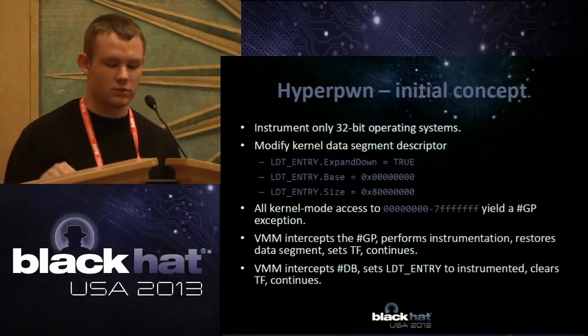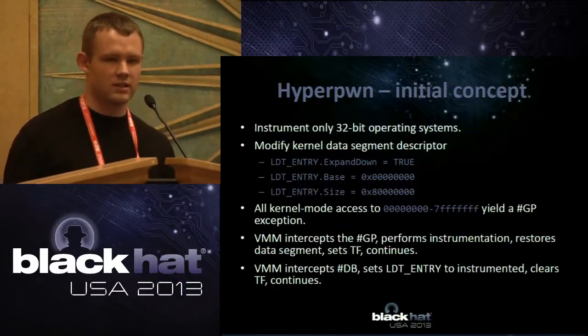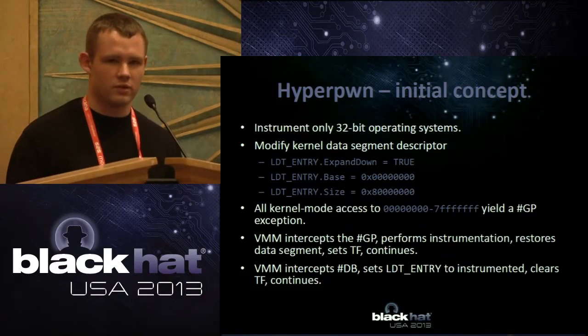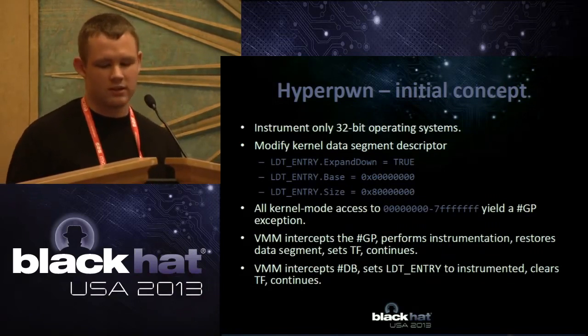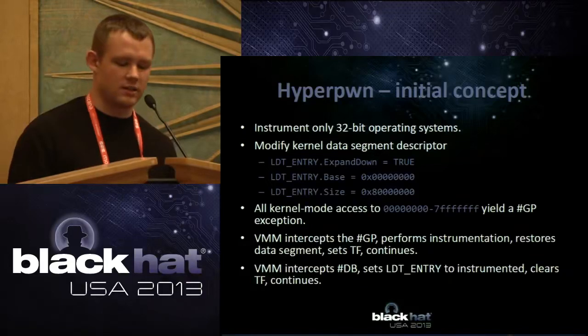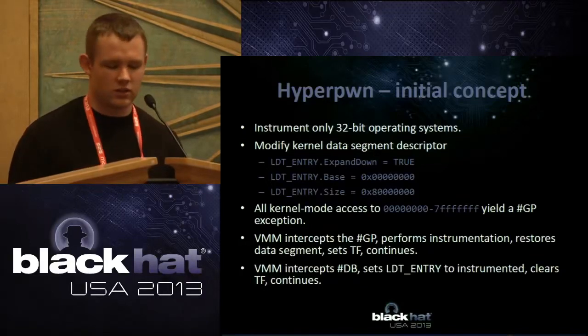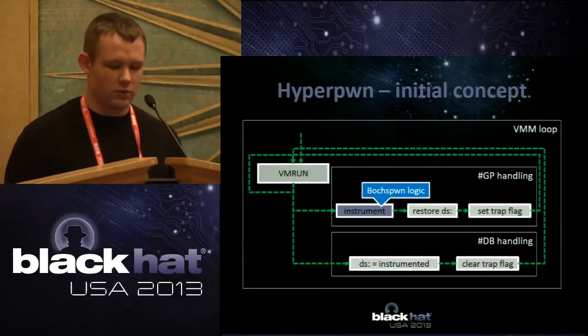of the memory fetches would still work, but then an exception would be generated for all fetches from user mode performed by the kernel. So the VMM would intercept the exception, perform the instrumentation in the same way as in Bochspwn, and then restore the data segment, set the trap flag, so the one instruction can execute, and then continue. So this would be pretty straightforward.